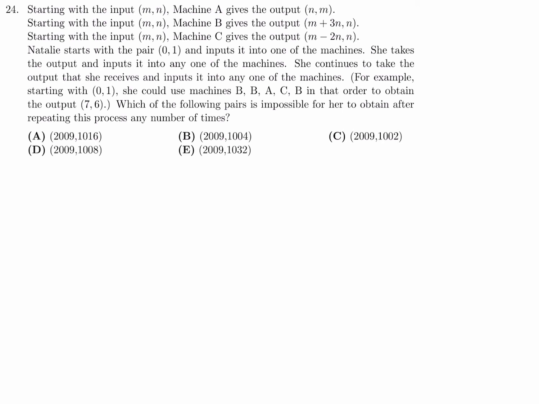For example, starting with (0, 1), she could use machines B, B, A, C, B in that order to obtain the output (7, 6). Which of the following pairs is impossible for her to obtain after repeating this process any number of times?